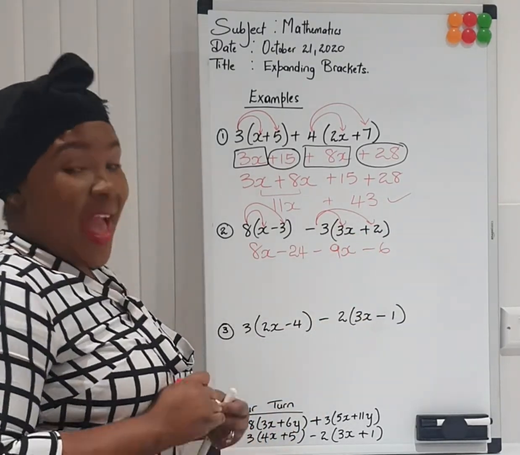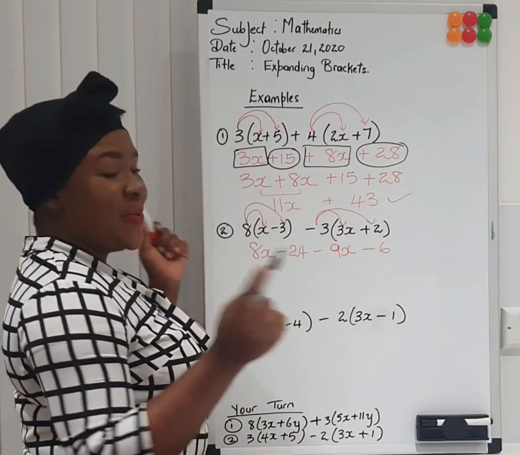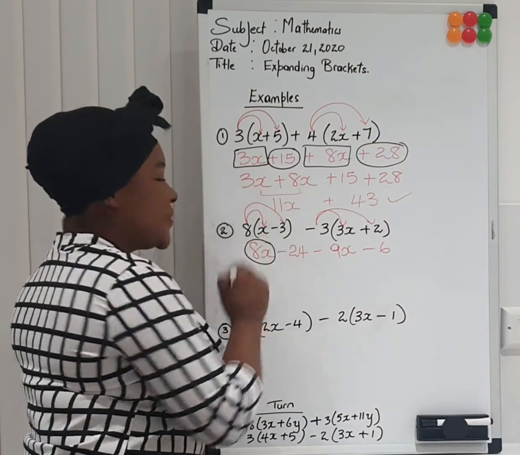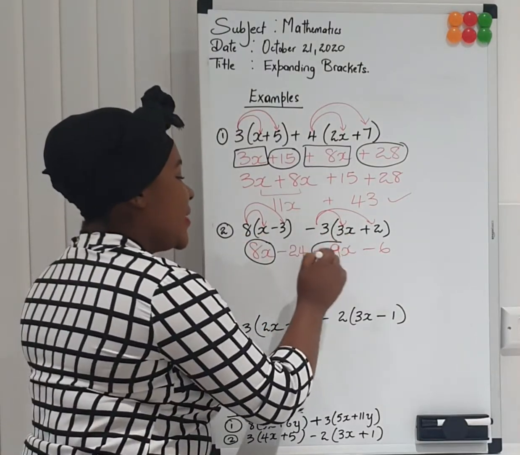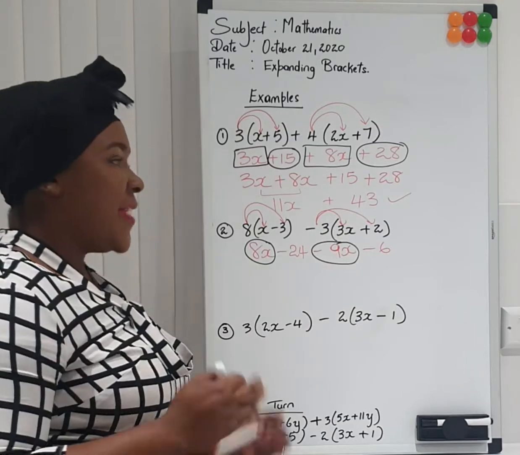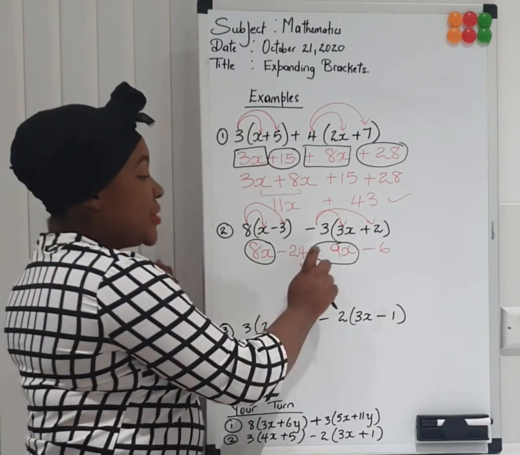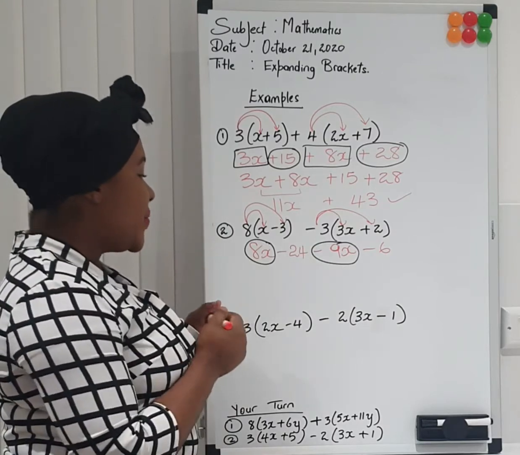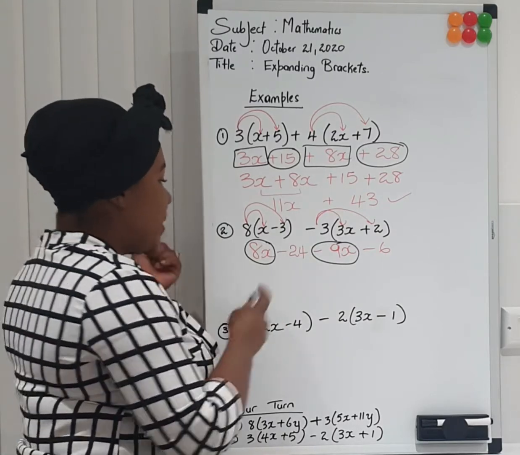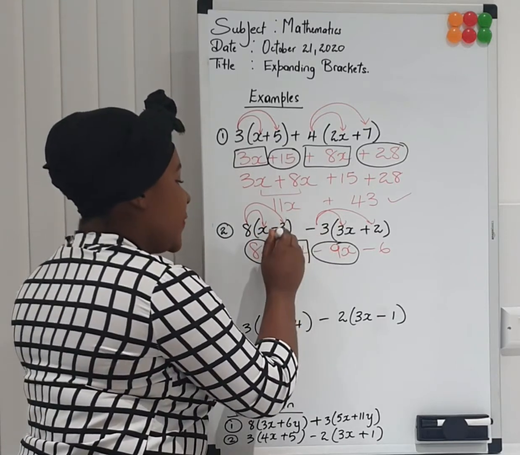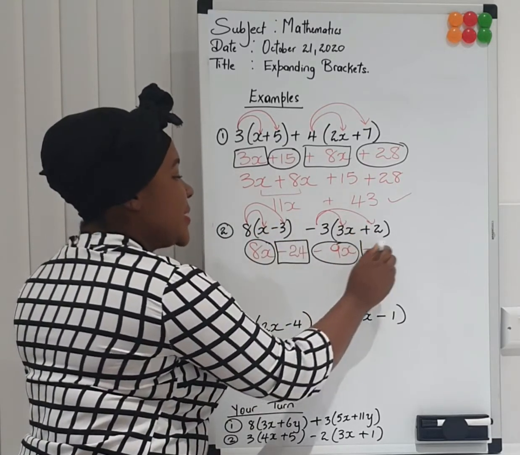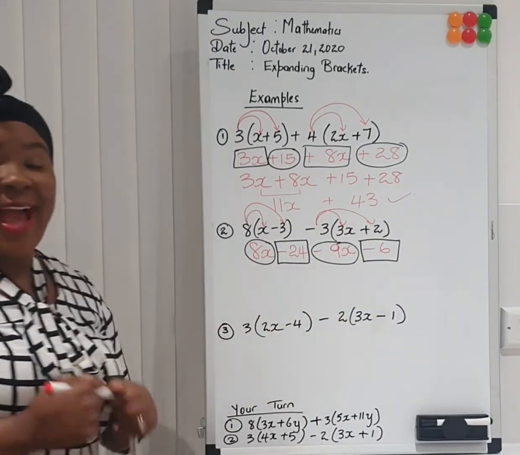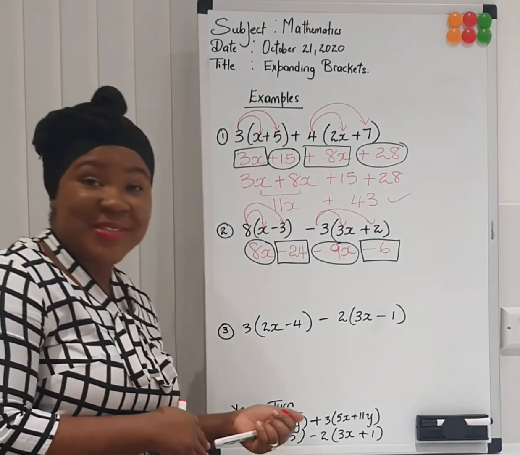And now that I'm finished doing that, I'm going to go ahead and group my like terms. So I have 8x and I have negative 9x. They are like terms. And remember to bring your sign with your terms. Alright? And then I'm going to group the other one. And that would be negative 24 goes with negative 6. Yes. So now I can go ahead and group by writing them right beside each other.